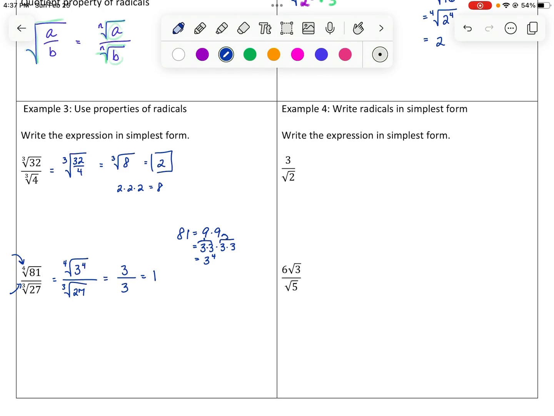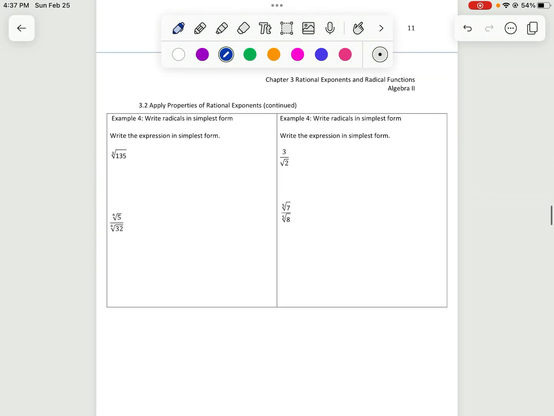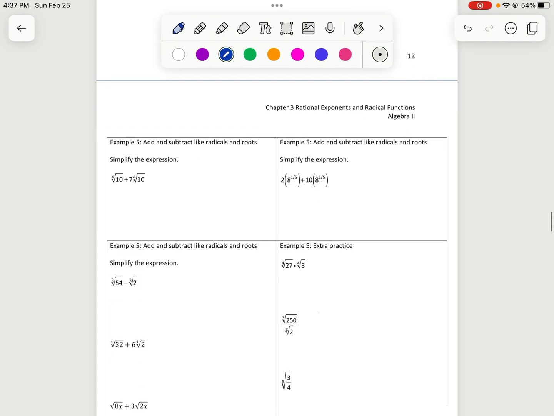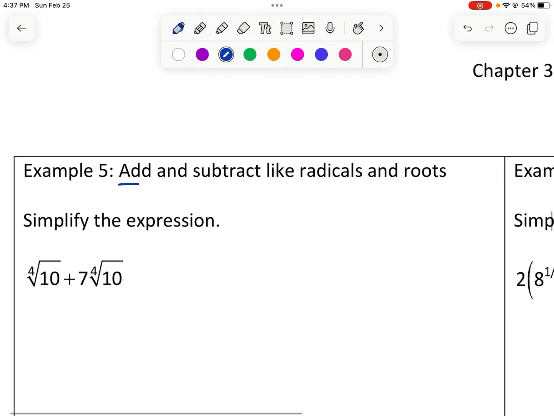All right, now let's continue. We'll go over these other two examples here next class. So on to, actually we're going to skip page 12 and we're going to move on to page number 13. So now we just did multiplying and dividing. Now we're doing adding and subtracting like radicals.